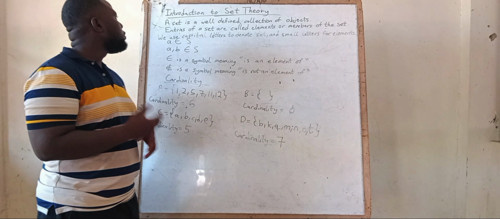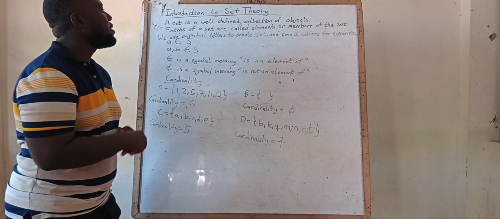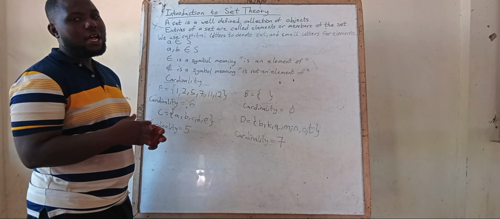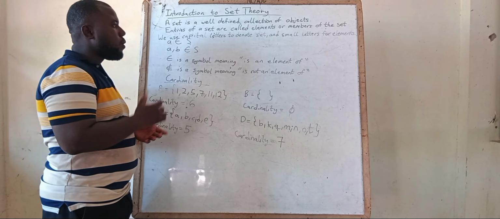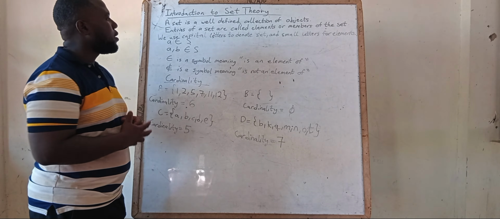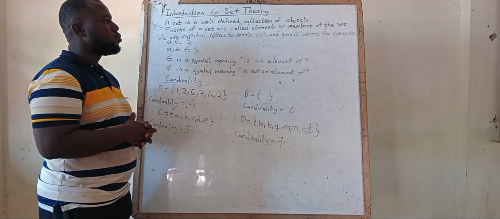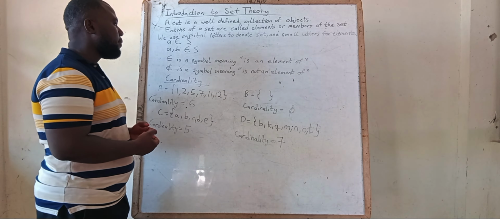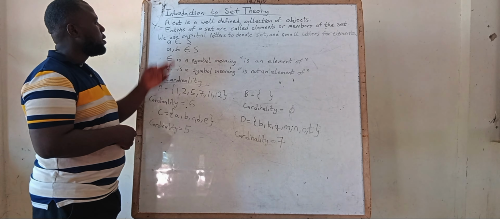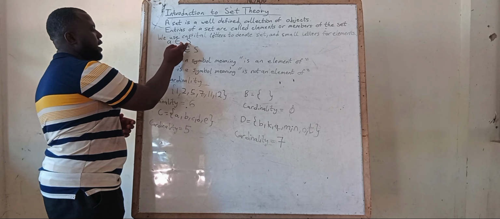So let's have a quick intro to set theory. A set is a well-defined collection of objects, and entries of a set are called elements or members of the set. We use capital letters to denote a set and small letters to denote elements of a set. So if you have something like this, it means a is an element of the set S.